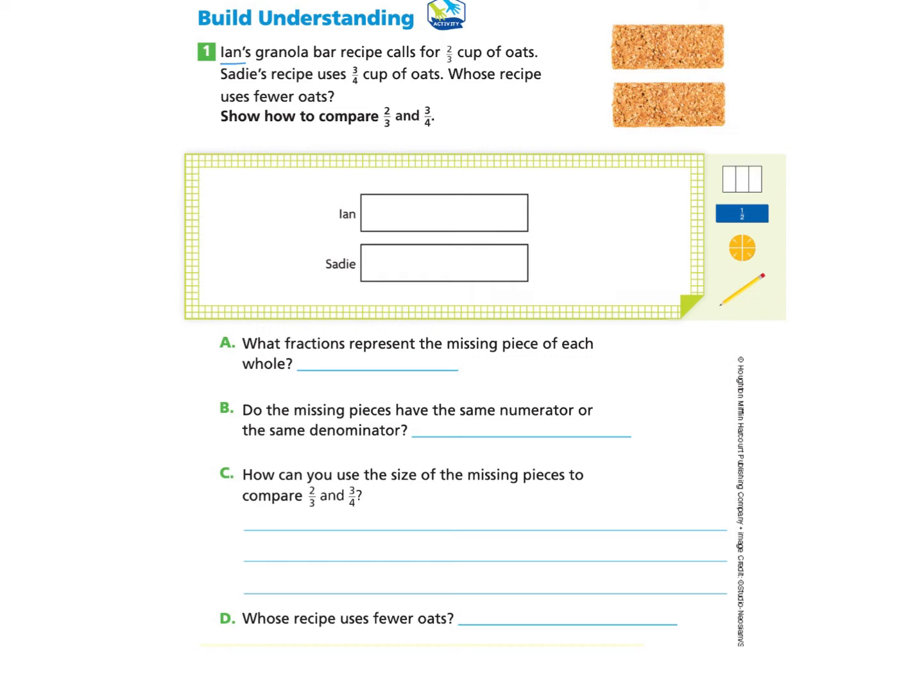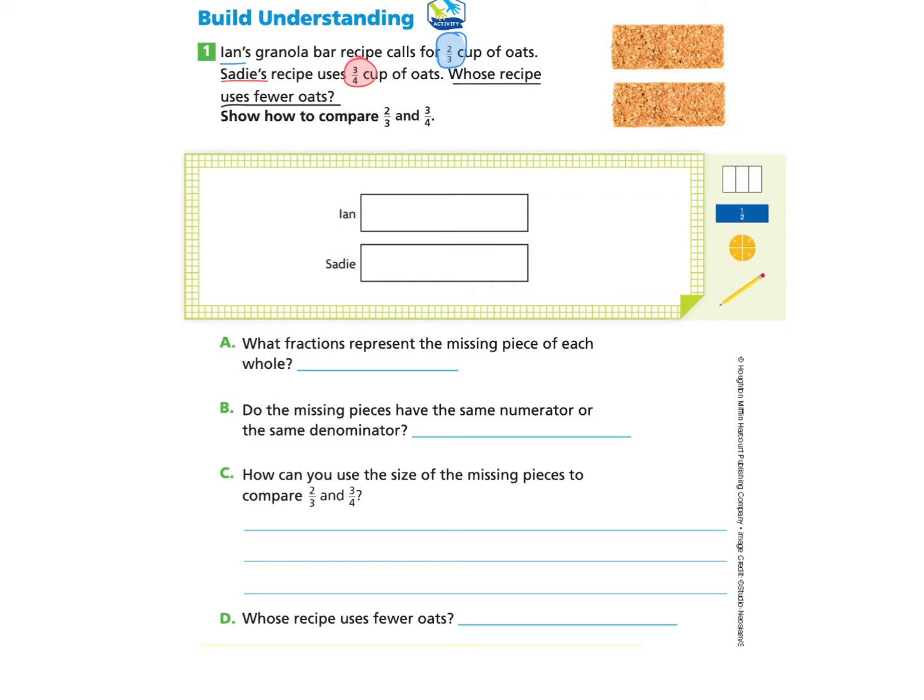Ian's granola bar recipe calls for 2/3 cup of oats. Sadie's recipe uses 3/4 cup of oats. Whose recipe uses fewer oats? Show how to compare 2/3 and 3/4. The first thing we're going to do is review our information. We see that Ian has 2/3 and Sadie's recipe uses 3/4. So we are going to create this on our fraction strips in the green rectangle.